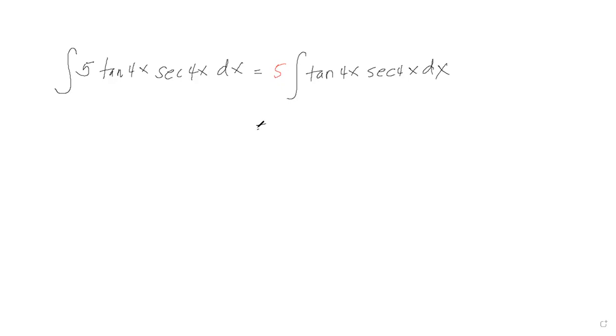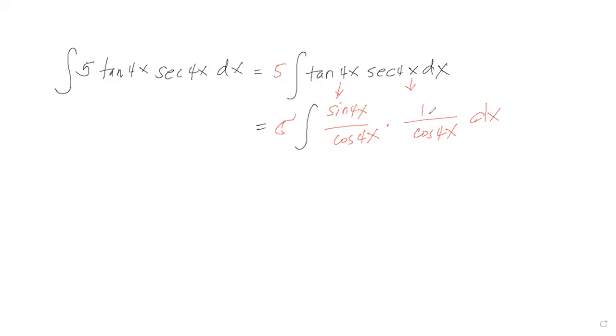So we copy that 5, and then the tangent you will convert just like what you did a while ago: sine of 4x over cosine of 4x. The secant is 1 over cosine of 4x dx. Do you get it? So I have converted the tangent and the secant to these two. Now what will happen after this?